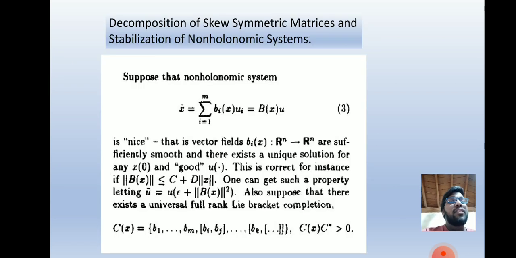Next, let us discuss the decomposition of skew symmetric matrices and stabilization of non-holonomic systems. Suppose that we have the non-holonomic system x dot equal to sigma i equal to 1 to m of b_i of x u_i, equal to b of x, u. Let us consider this as equation 3.